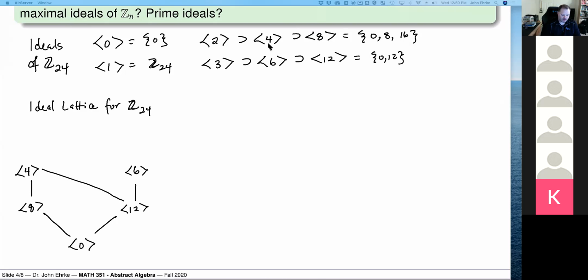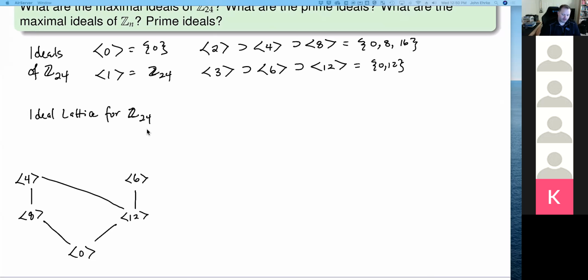And then, of course, the principal ideal generated by 12 is a subset of the principal ideal generated by 6. So multiples of 12 are a subset of multiples of 6. If we keep going, the next level is going to have 2 and 3. And with 2 and 3, we get the direct subset inclusions there. But then 6 is also going to be a subset of 2.